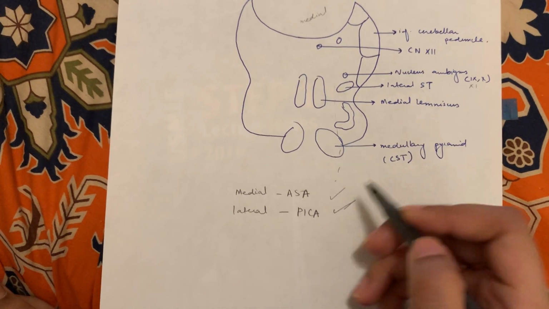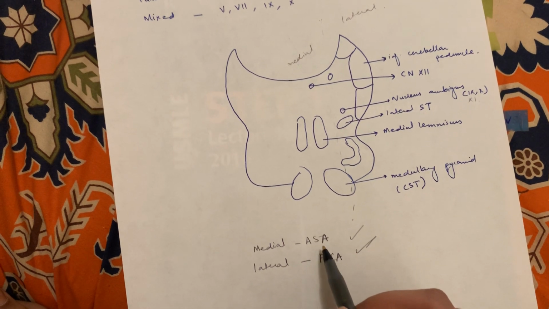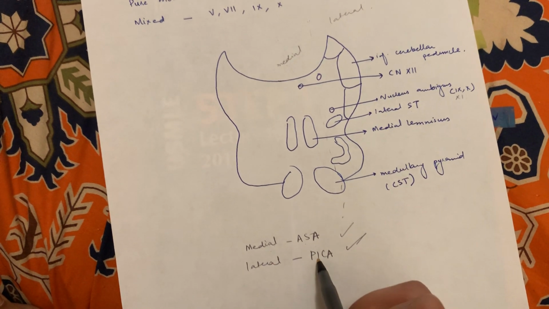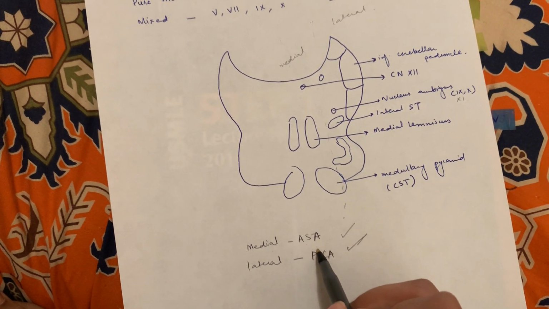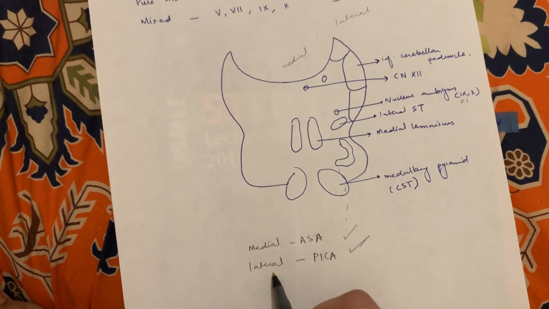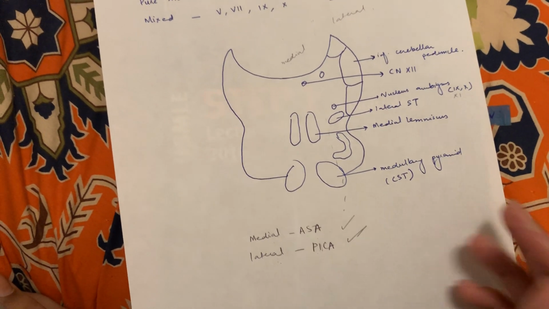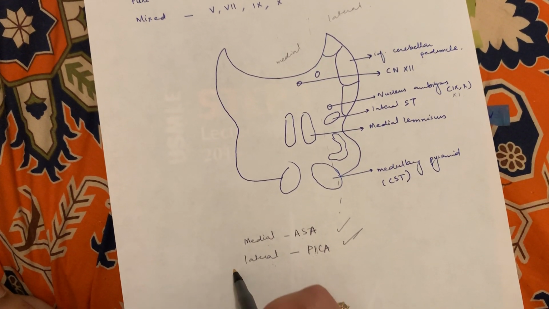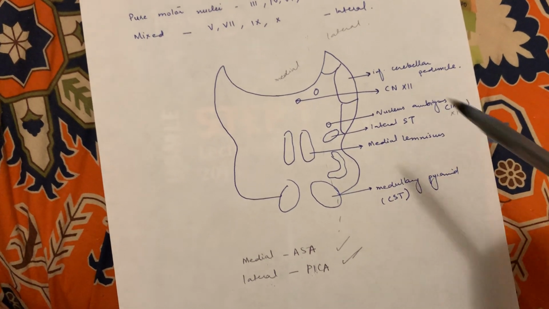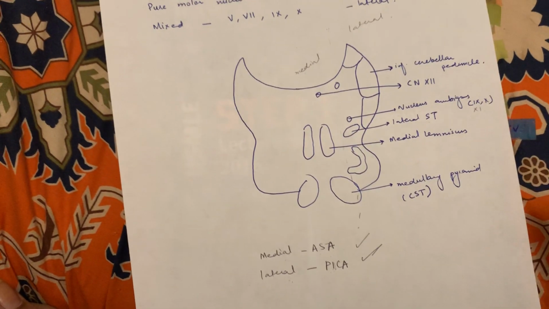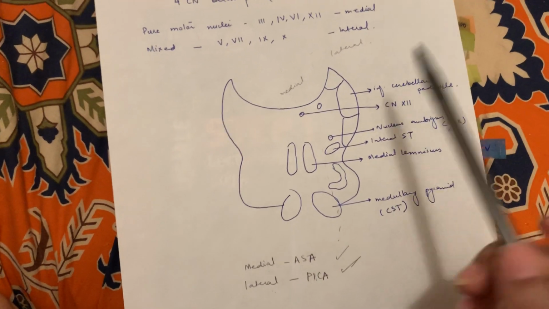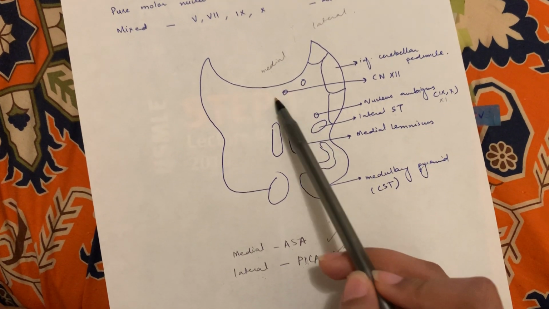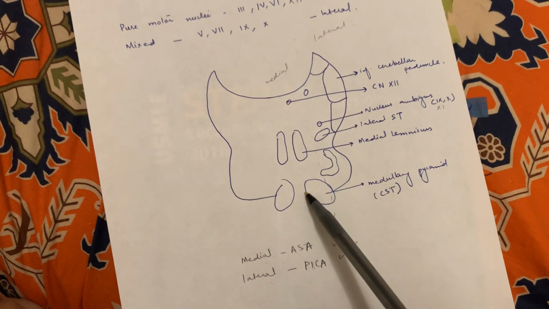You must know this, because if you damage the anterior spinal artery, what are you going to get? You're going to get medial medullary syndrome. If you damage PICA, if the blood supply is stopped somehow to the lateral part of the medulla, you're going to get lateral medullary syndrome. And it is extremely easy to remember what happens in these two syndromes once you can quickly draw this, or just recall this diagram in your brain. There's only three things that are in the medial medulla that you have to remember: cranial nerve 12, the medial lemniscus, and the corticospinal tract.